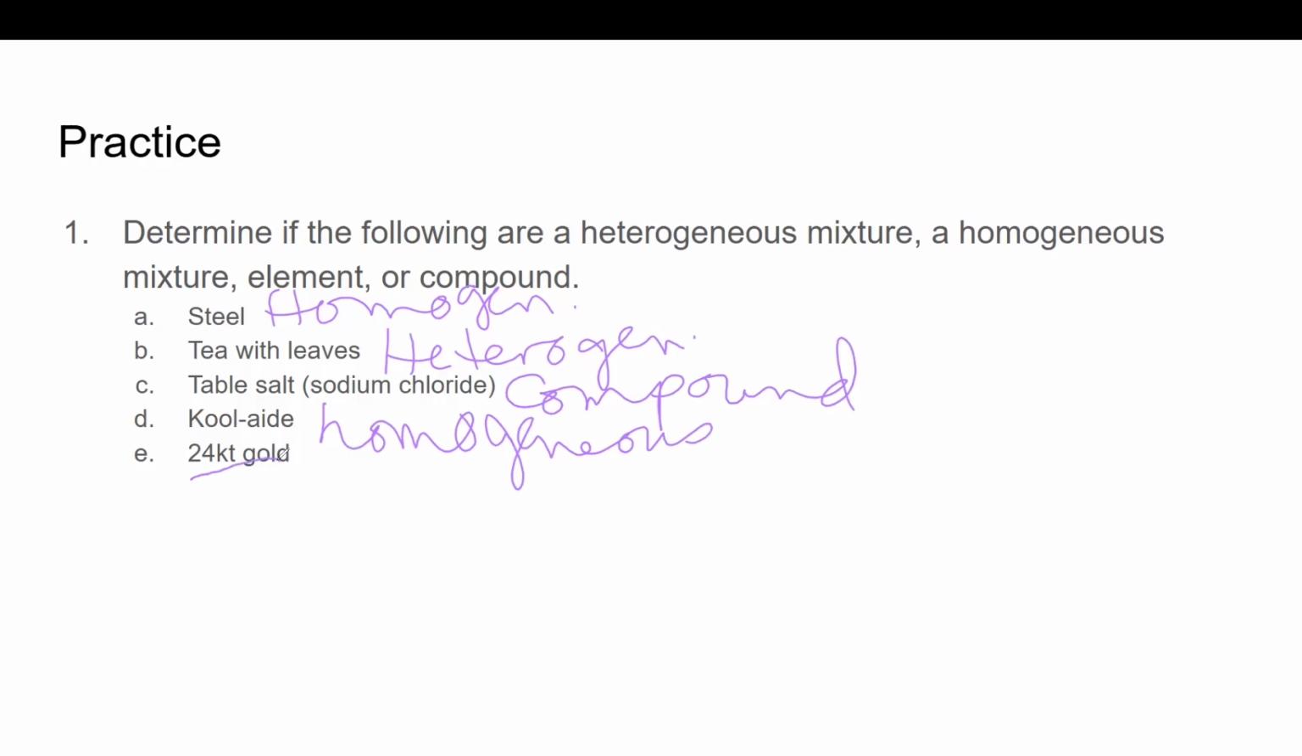24 karat gold. If gold is 24 karat, it is pure. There are no impurities in it. If there are no impurities and it's pure, gold is an element.